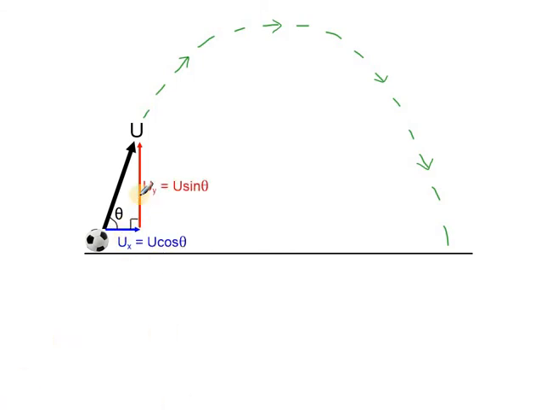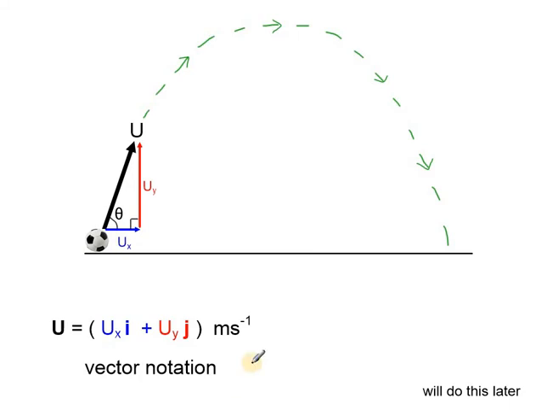Using basic trigonometry, the horizontal component is the adjacent to the angle, so u cos theta. The vertical component is opposite the angle, so u sin theta. So these components are the initial velocity components in the horizontal and vertical directions. We could use vector notation for problem solving, and our velocity vector here could be represented like this, but we will do more of this later.